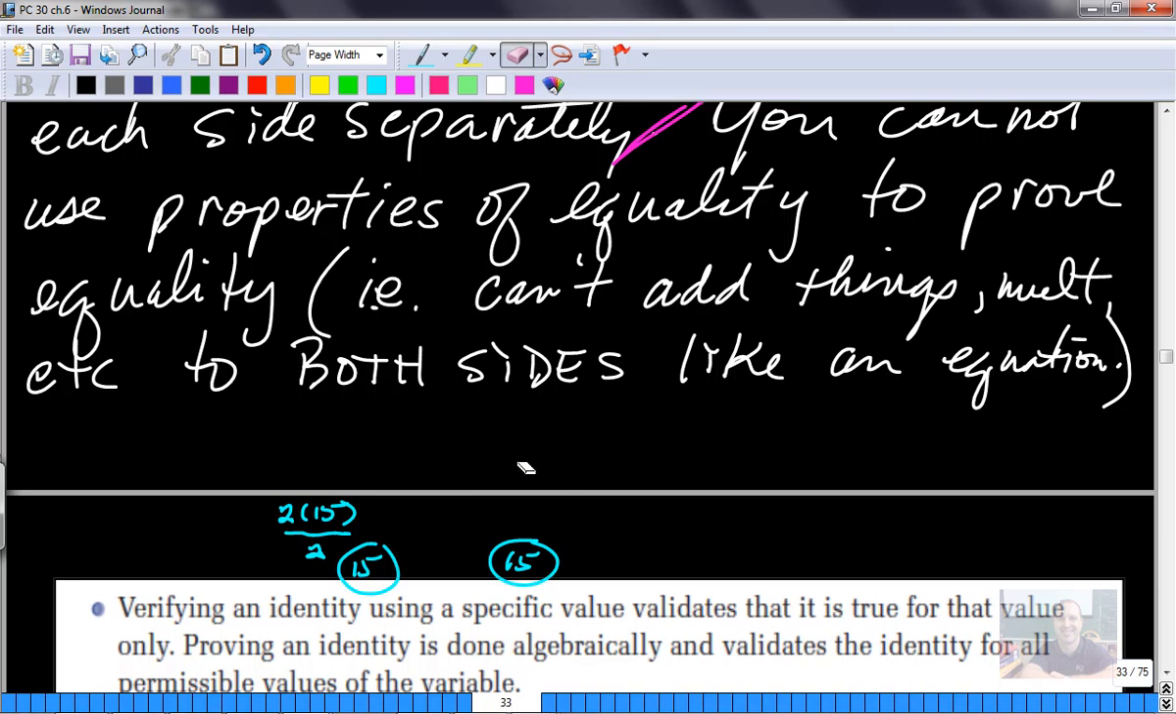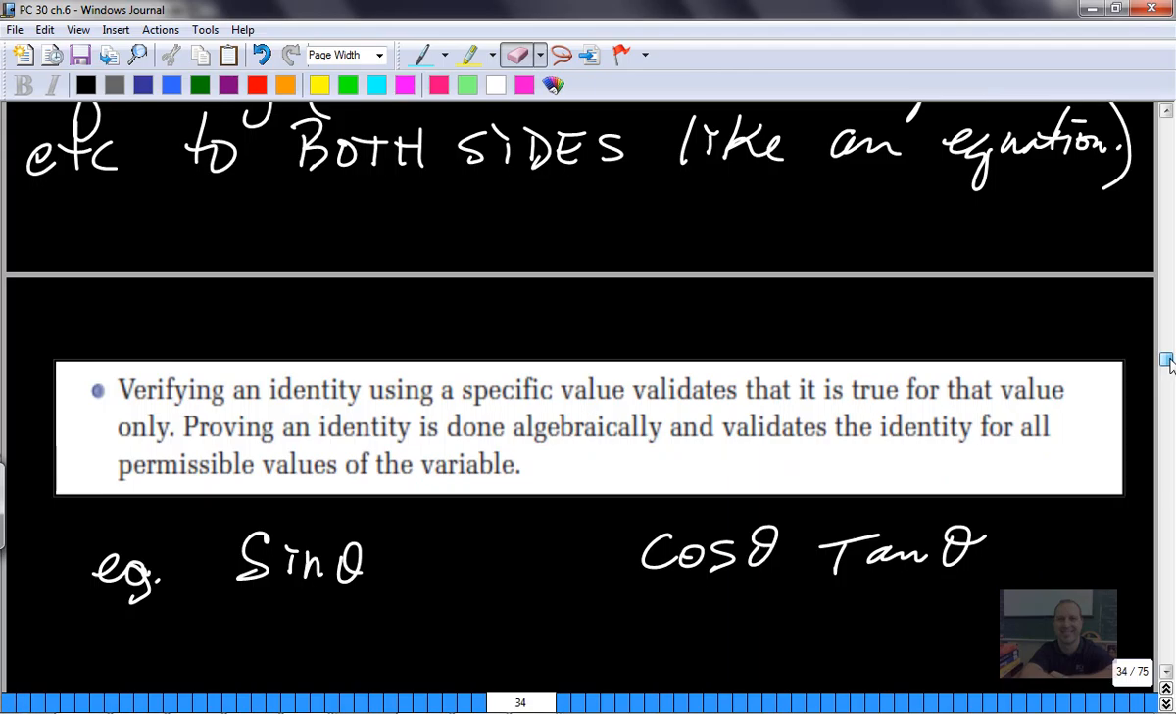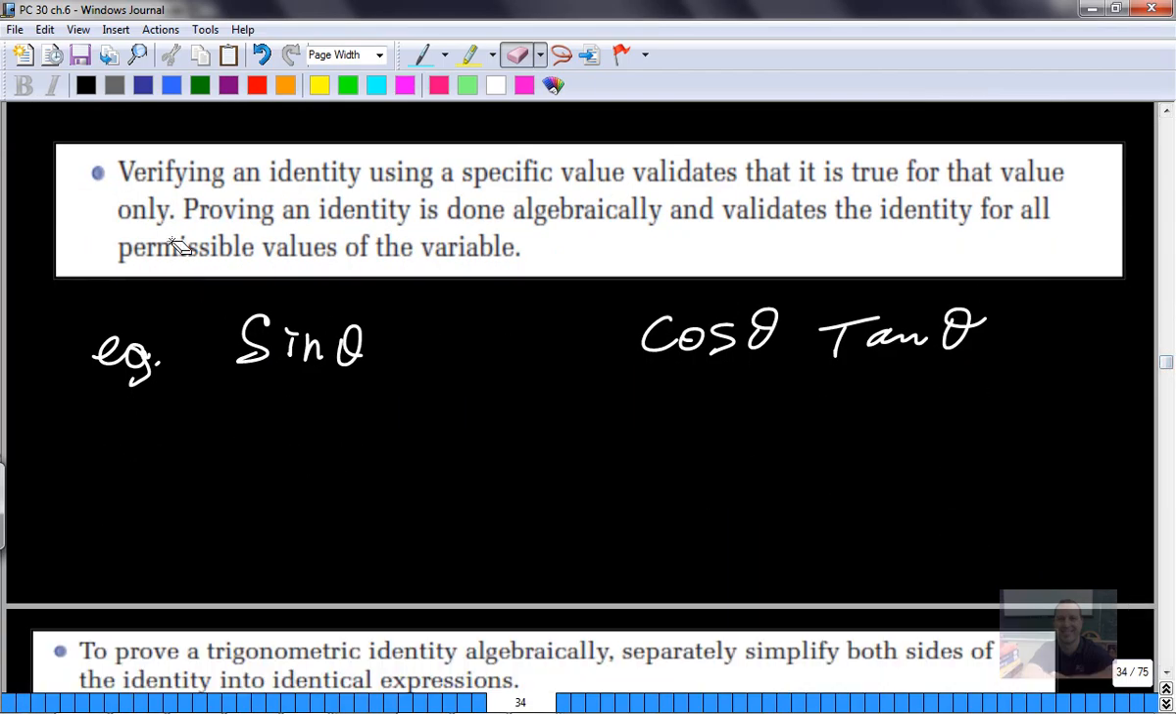Okay? Now, what this first part says here, this is a clip from your textbook. Okay? And it says that verifying an identity, okay, this is not proving, but this is verifying. If we verify an identity using specific values, and that's where we would test an angle like we did yesterday, then we can say that yes, this validates the statement that it is true for that value only.